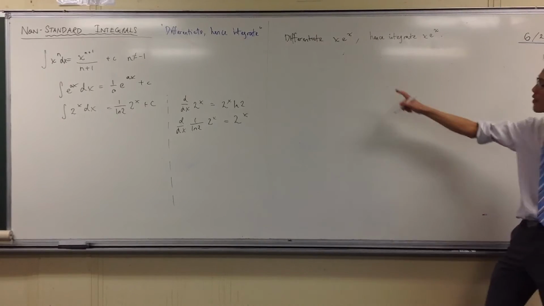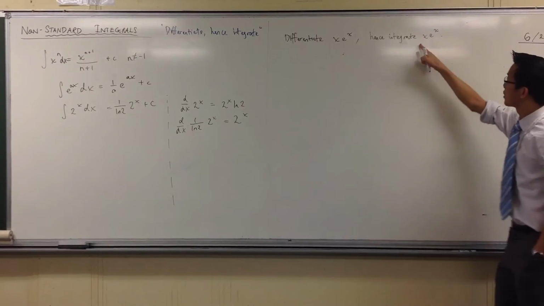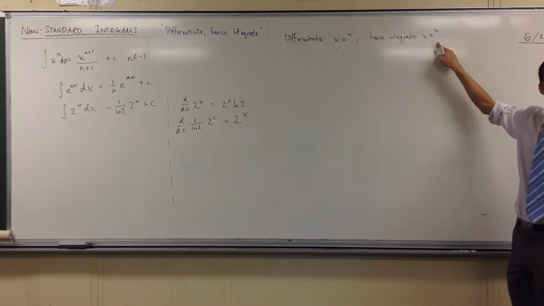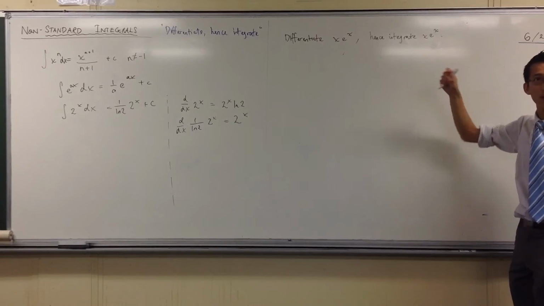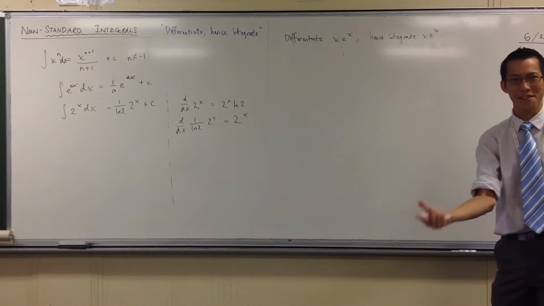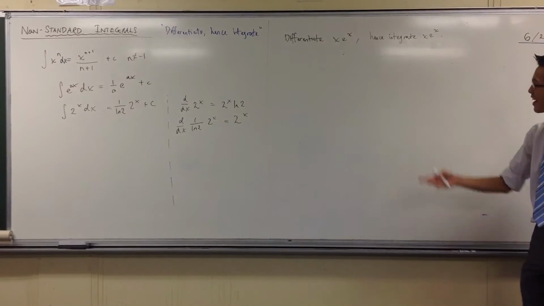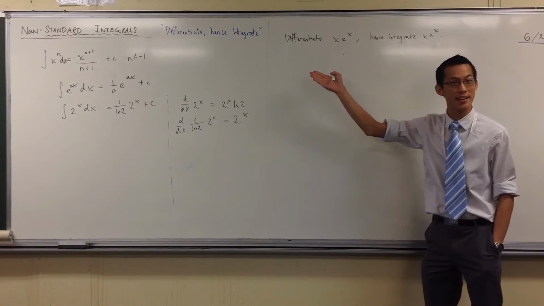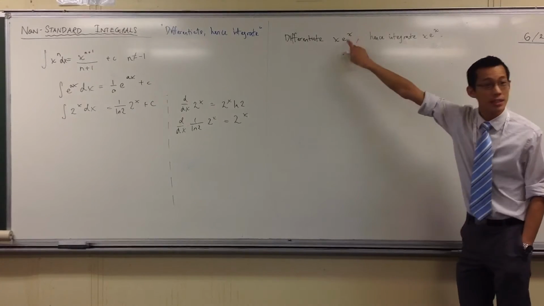Now, the reason why they have to give you this clue is because x e to the x is a product, right? We've got product rule, chain rule, reverse chain rule. We don't really have a reverse product rule, do we? Okay. Hence the need for this kind of trick. So let's give this a go.